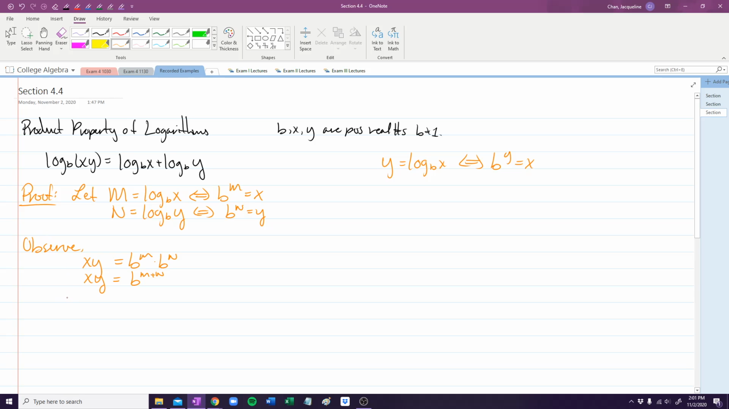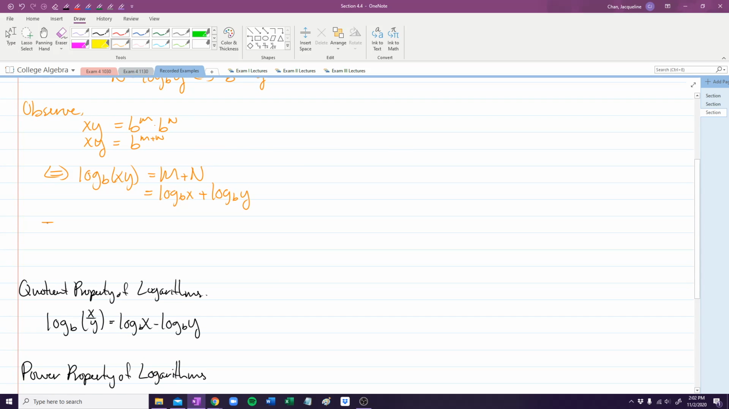And again, just like what we did here, we rewrote this in the exponential form. What I'm going to do now is rewrite this in logarithmic form, but we're going to go this way. So what is this equivalent to? This is equivalent to log base b of x times y is equal to m plus n. But recall, what is m? m is log base b of x, and n is log base b of y. And that is how we get the property.